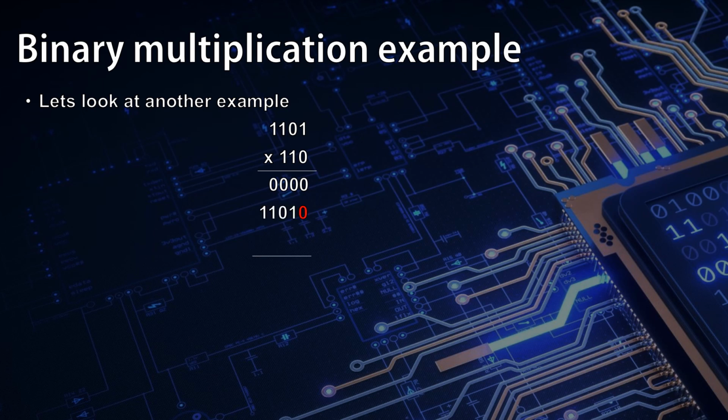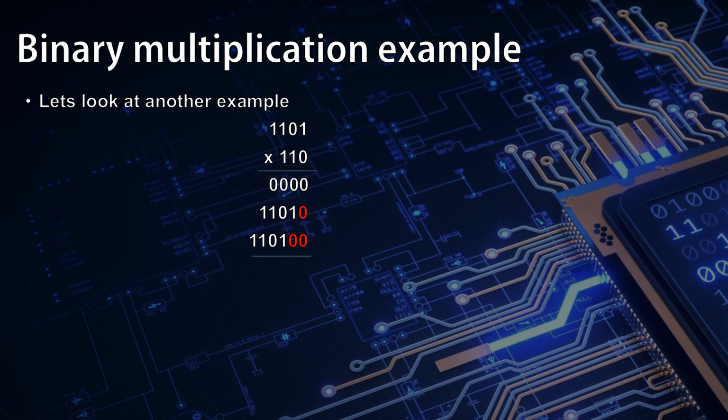We then put in a 0 because we're moving across to the second digit in the bottom number. This is a 1, so we put in 1101 next to our 0 we've added in. Now we're going to put in 2 zeros because we're moving across 2 digits in the bottom number. And we're going to put in 1101 again.